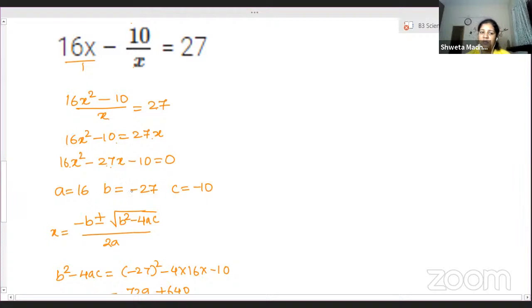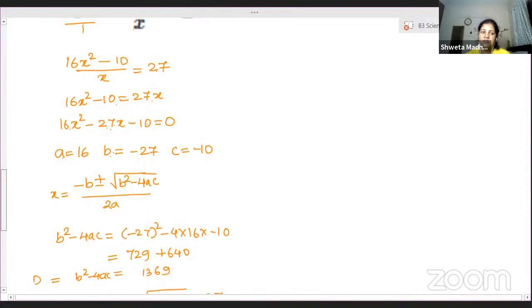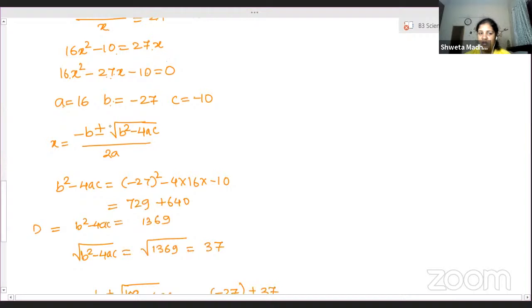Now write the values of a, b, and c. a is the coefficient of x square, b is the coefficient of x, and c is the constant term. So a is 16, b is minus 27, c is minus 10. Before substituting in the formula, we will calculate this value separately. So first calculate b square minus 4ac. So b is minus 27 square minus 4 into a is 16 into c is minus 10. So minus 27 square is plus 729 and minus minus plus 640. So you will get 1369 as the value of b square minus 4ac.